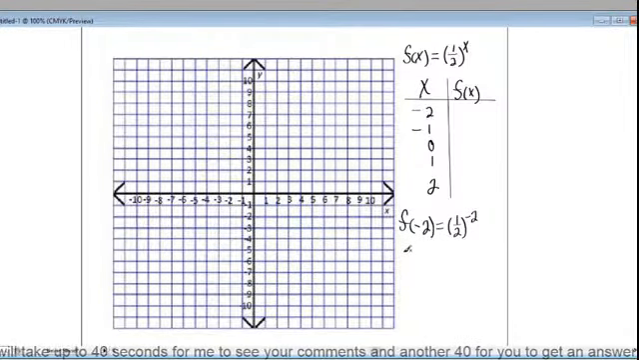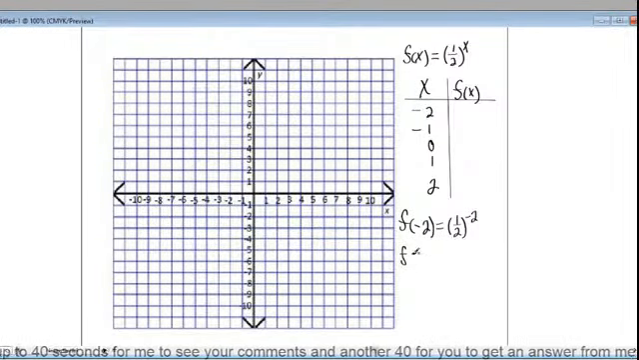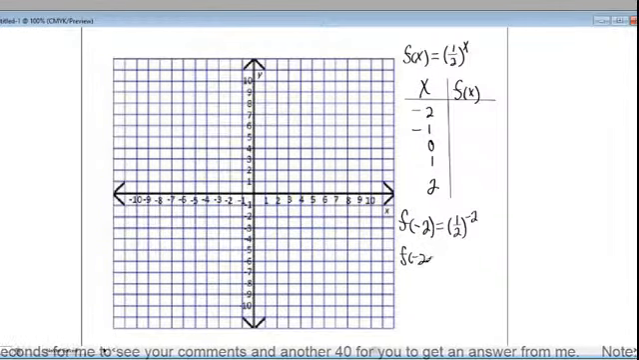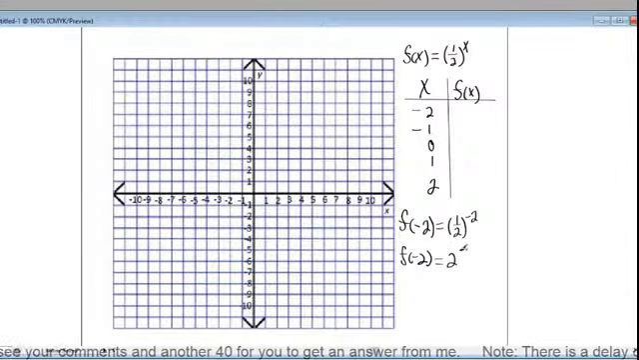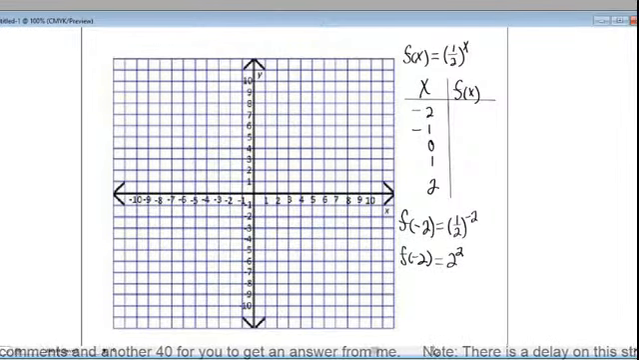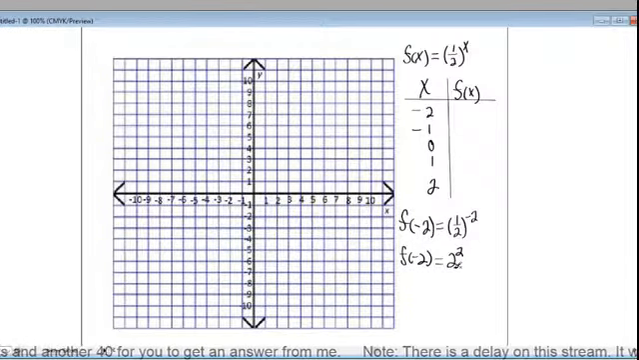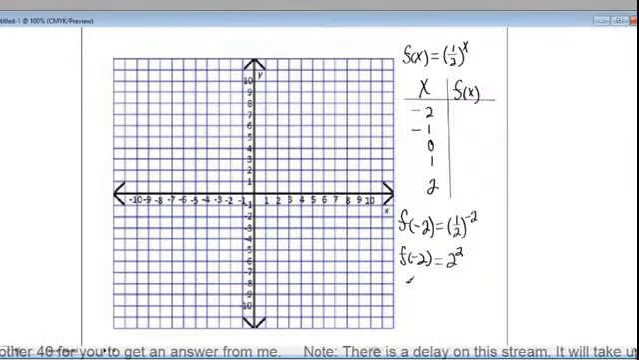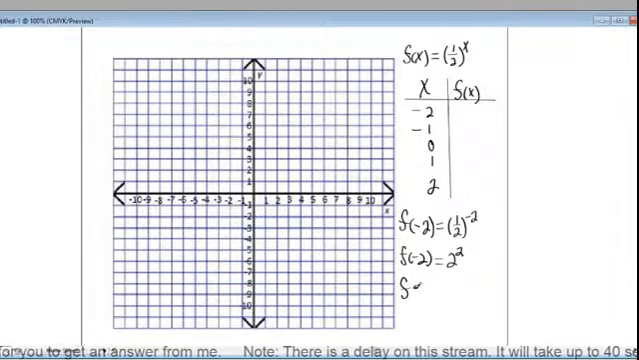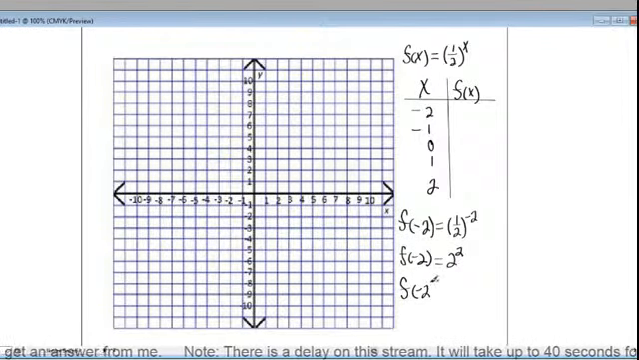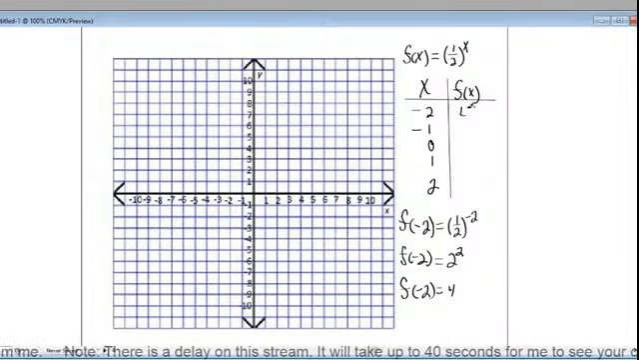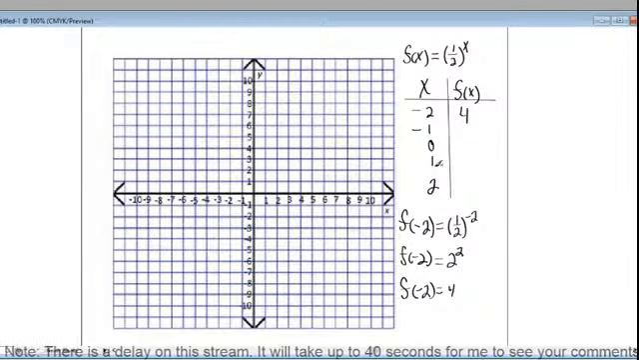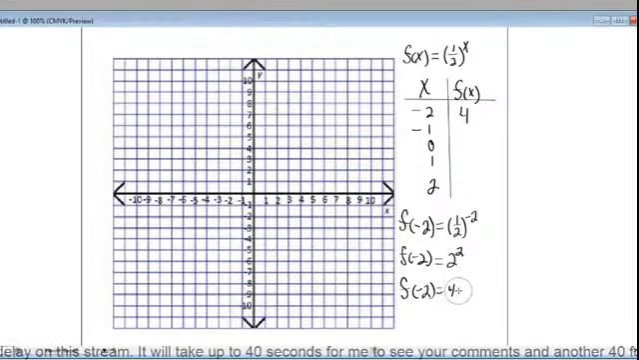So f of -2 equals 2 to the second. Okay, so 2 to the second, we know what that is. That's 4. So f of negative 2 is 4. Okay, what about negative 1?